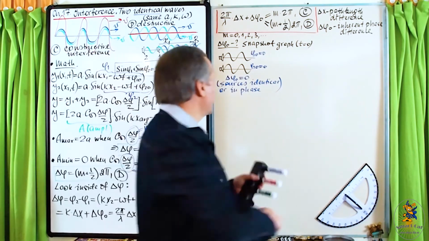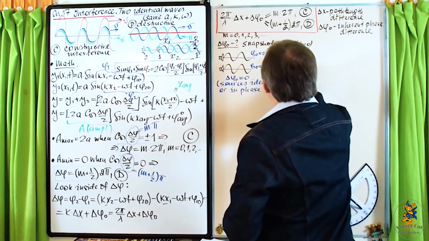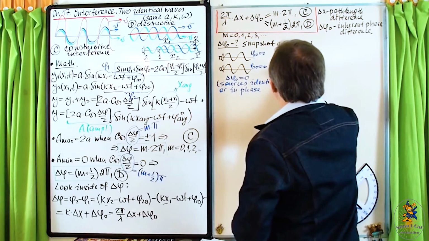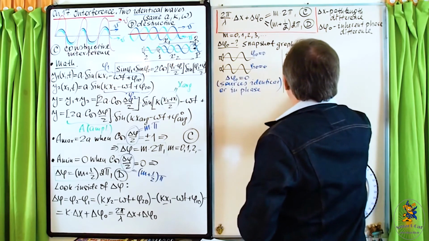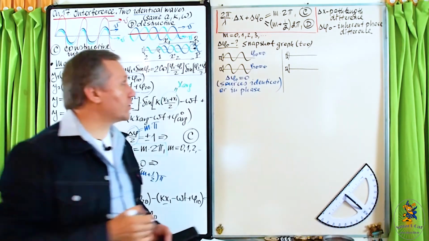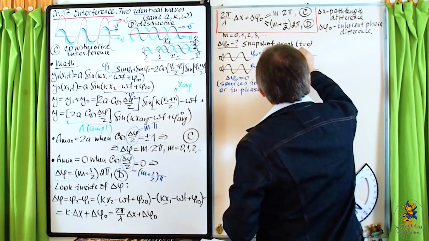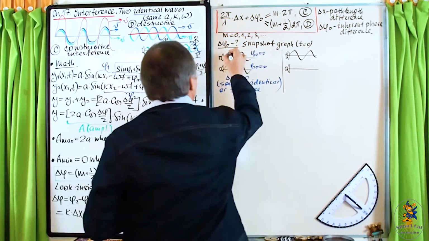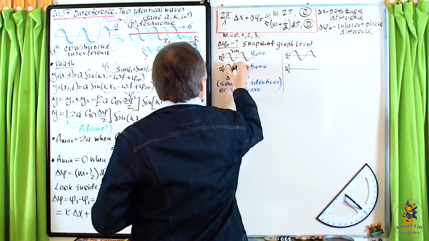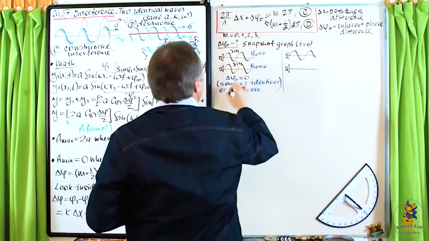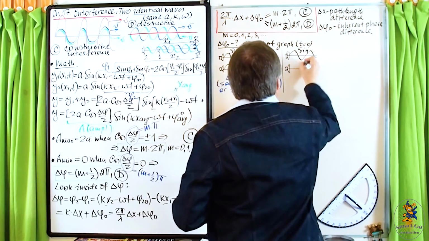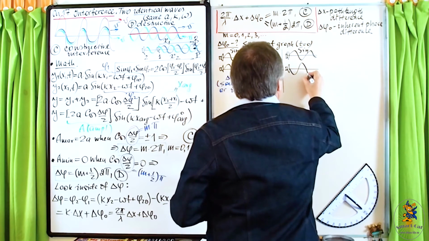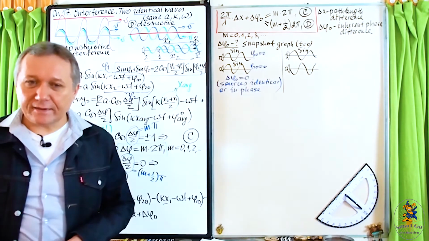Now the second situation. What if we have, again, two speakers, but now let's assume that they generate these waves. The first speaker still generates a sine function. Maybe I should write it here. So it's a sine, and this is also a sine function. But now the second source will give us minus sine function.